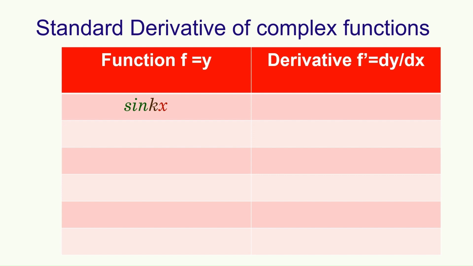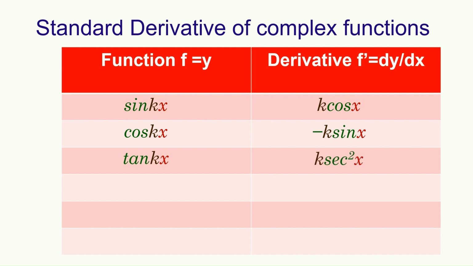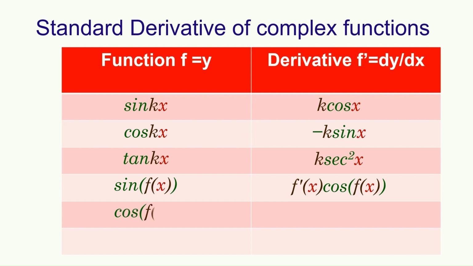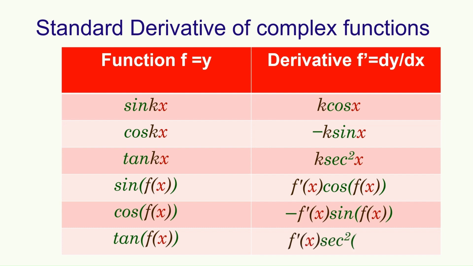The derivative of sine kx is k times cos kx. The derivative of cos kx is minus k times sine kx. The derivative of tan kx is k times sec squared kx. The derivative of sine of function f of x is f prime x cos f of x. The derivative of cosine of function f of x is minus f prime x times sine f of x. The derivative of tan of function f of x is f prime x times sec squared f of x.